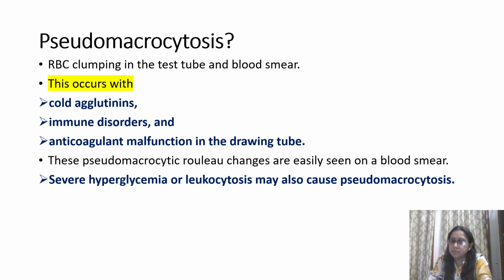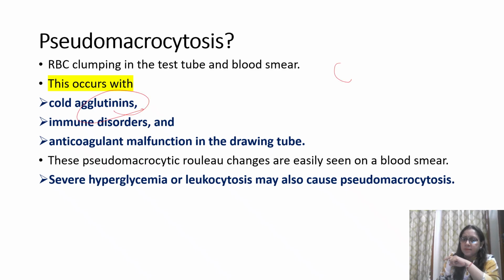Then sometimes it can be pseudo macrocytosis also. In this case also, I'll tell you what we did. When hemoglobin is normal and we are getting MCV of 120, 127, 128, whatever, the first thing we have to rule out is pseudo macrocytosis. The most important cause of pseudo macrocytosis is cold agglutinin.